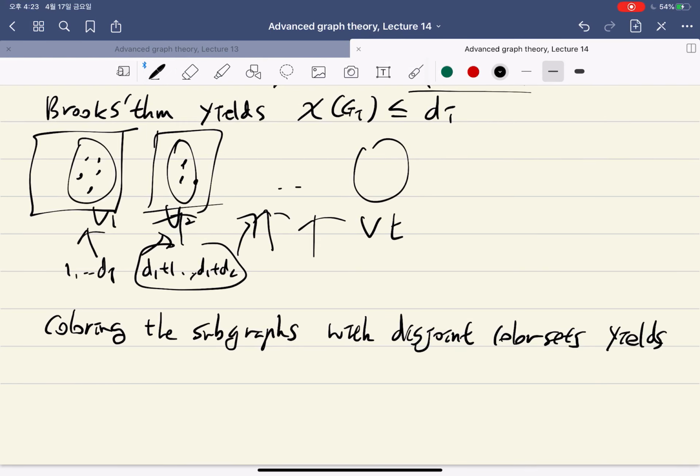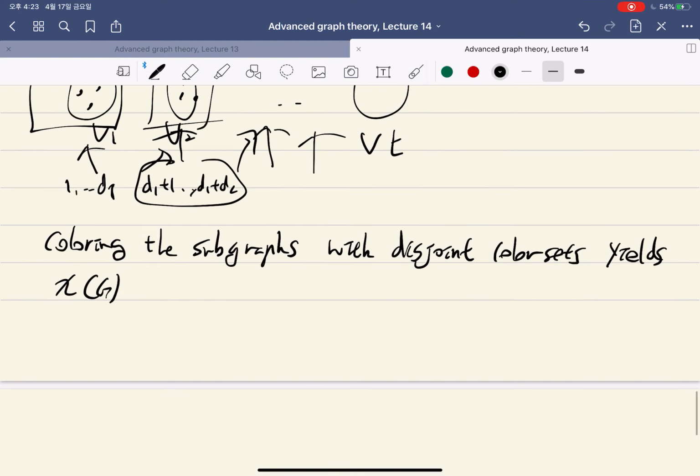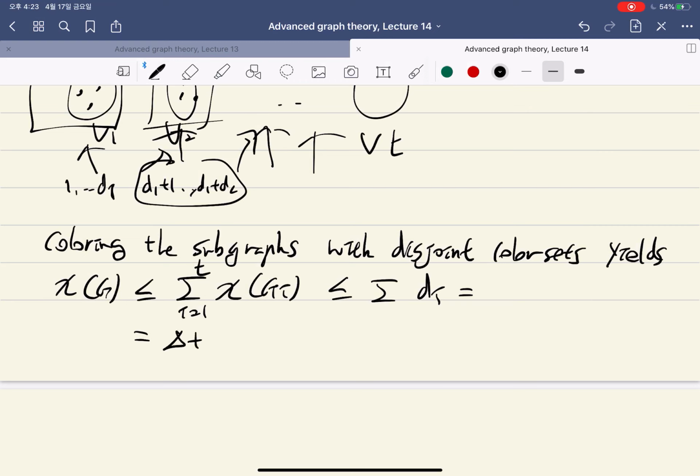Then what do we get? The chromatic number of G is at most the chromatic number of G1 to GT summed together, which is summation of Di, which is delta plus 1 minus T, which is R minus 1 over R, delta of G plus 1, taking the ceiling. So this shows the upper bound.